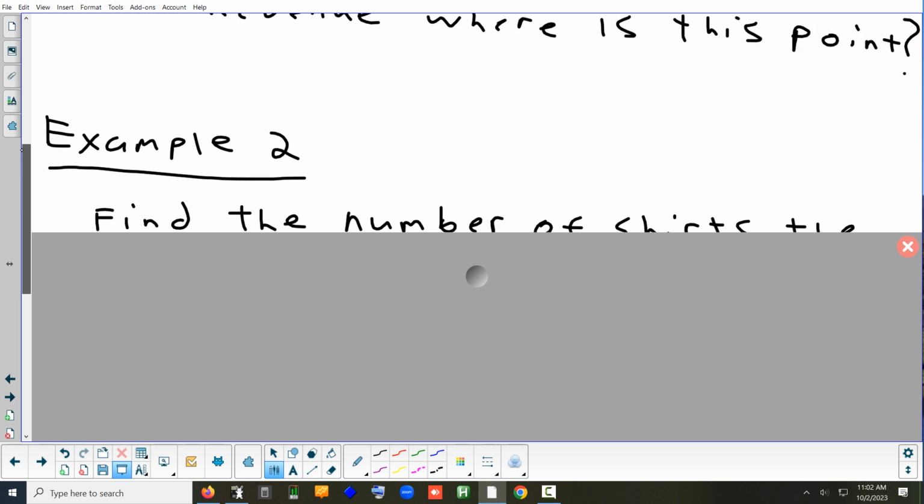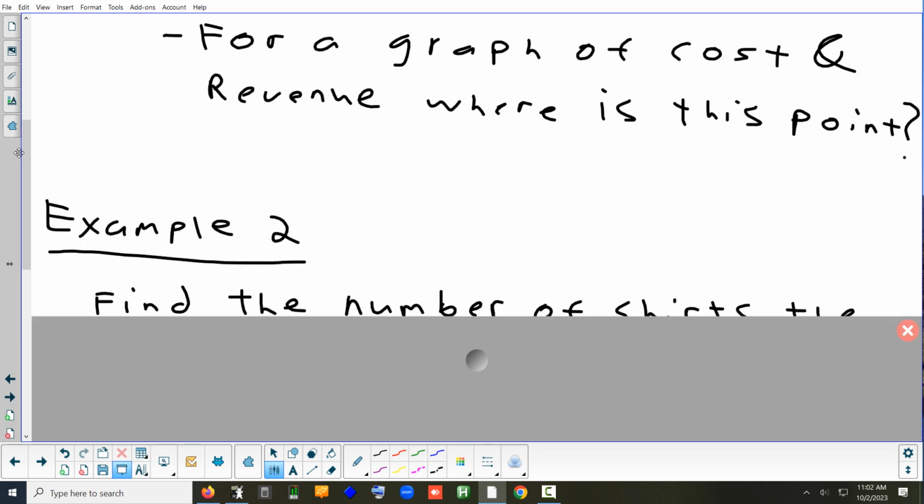All right, what I want to look at now is how many shirts does the company have to sell to break even. We're going to do it two ways. One way we'll use the calculator to figure it out, and then the second way we'll do it algebraically. It probably would take longer just to use the calculator. I mean, we already did half of it though.